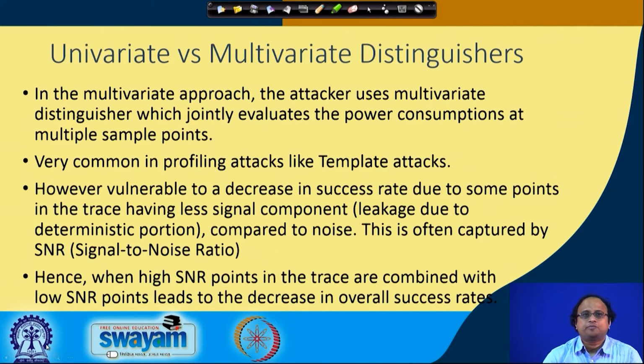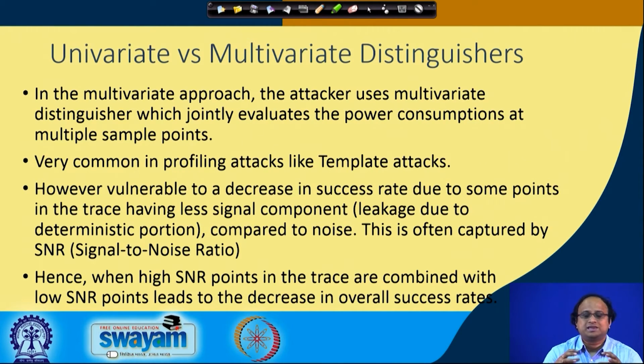Now, as opposed to this, in the multivariate approach, the attacker will use a multivariate distinguisher which jointly evaluates the power consumption at multiple time samples. This is very common in profiled attacks. The DPA that we have been studying is more an example of a non-profiled attack. In a profiled attack, this is more common, where you apply a multivariate distinguisher on several points on the traces.